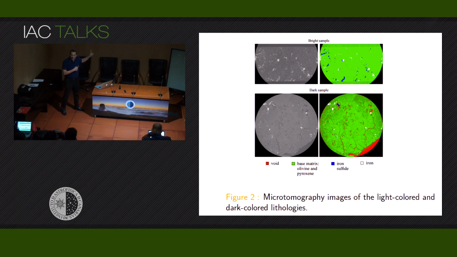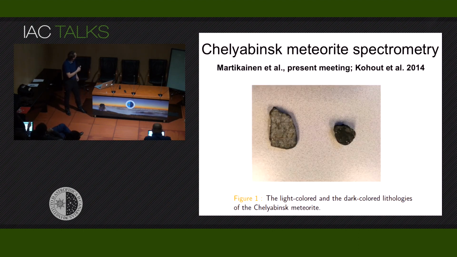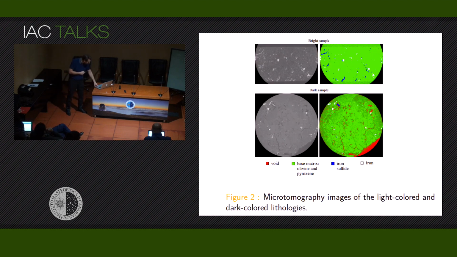What is a bit strange here is that the voids are so clear in this dark sample, and there should be more voids in the bright sample, but these are different samples, so there's some confusion here. We'll clarify this soon. But the basic idea is that the iron sulfides are in a different form in here, and what you see by your own eyes is the difference, and you see the difference in the spectra also.